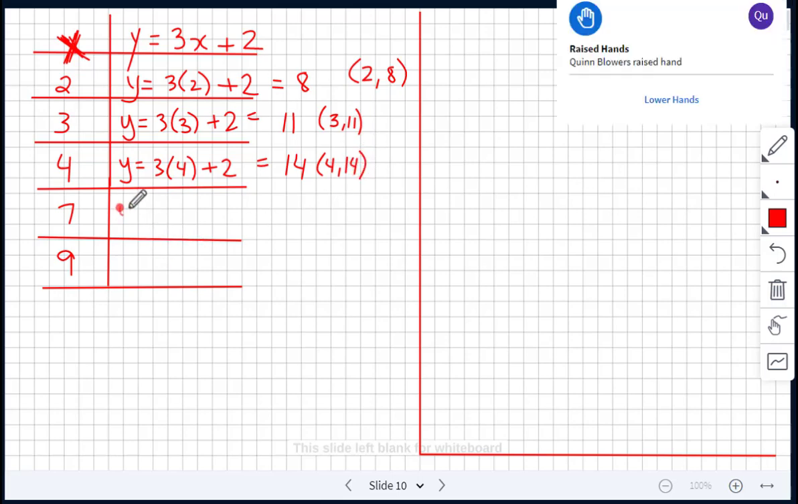So next we have 7. So y equals 3 times 7 plus 2. So 3 times 7 is 21 plus 2, which gives me 23. So my coordinate here would be 7, 23. And my last one for 9, we have y equals 3 times 9 plus 2. So 3 times 9 is 27, plus 2 is 29. So my coordinate here is 9, 29.